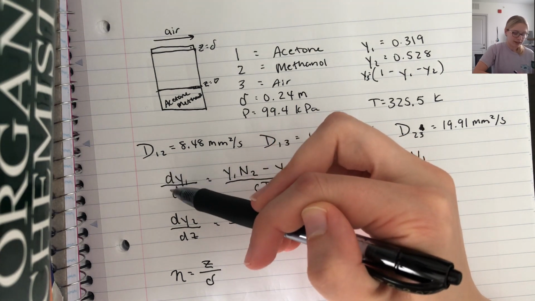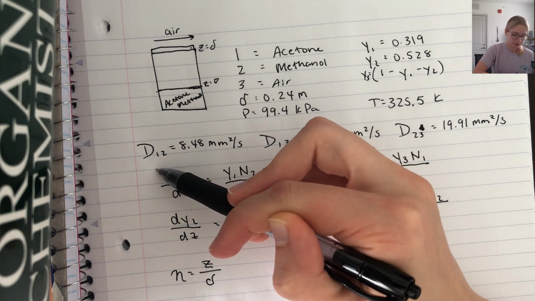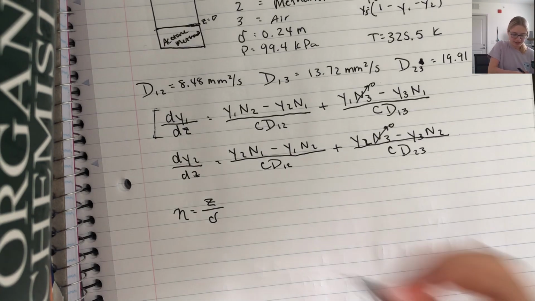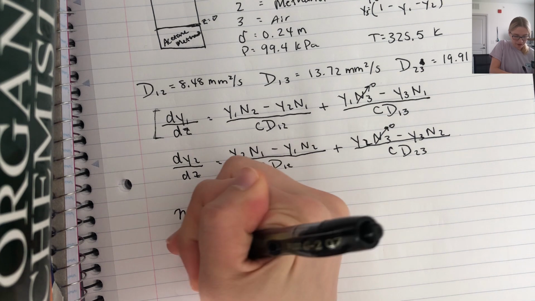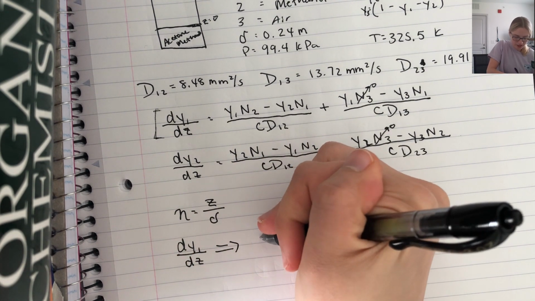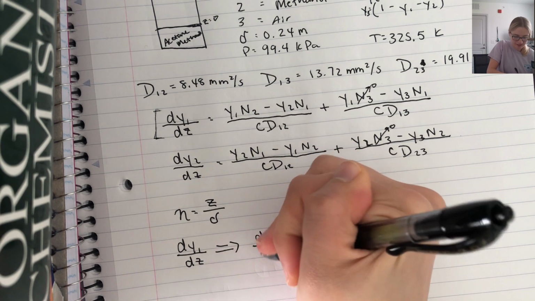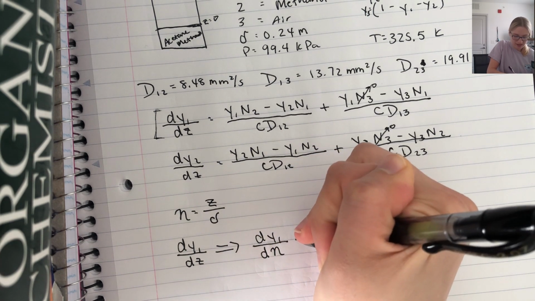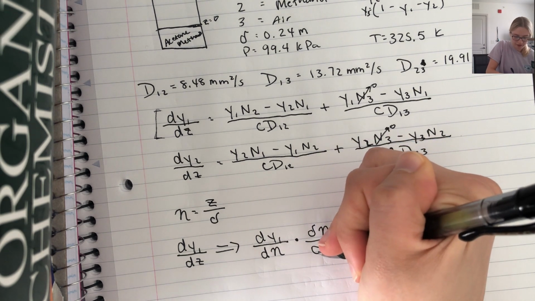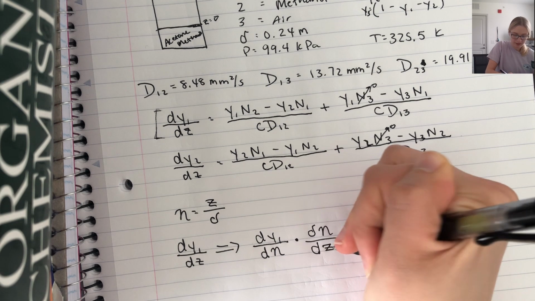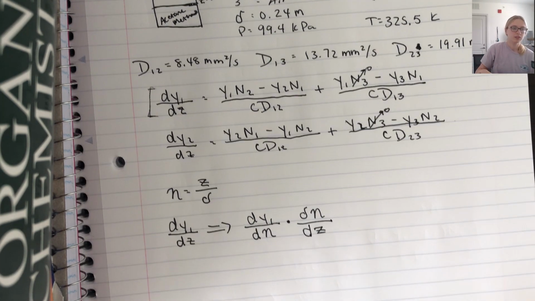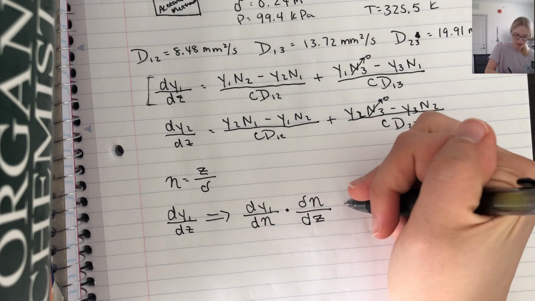So we want to rewrite this first equation in terms of eta. So we get the change in Y1 with respect to Z is equal to the change in Y1 with respect to eta times the change in eta over the change in Z. So this is the same thing right here, just written trying to get everything in terms of eta.